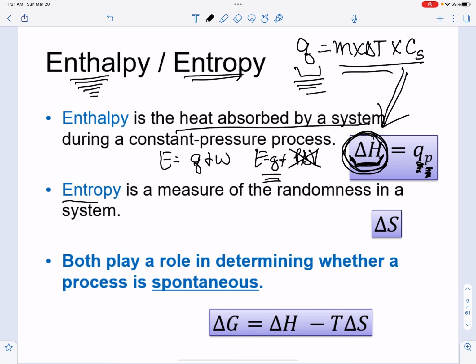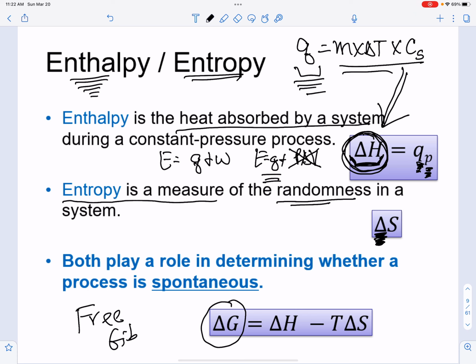And you already know that entropy is a measure of disorder or the randomness of a system. And we tend to measure the change of enthalpy. And the only way you can determine if something is spontaneous or not is by measuring the delta G, or the free Gibbs energy. And if this is less than zero, the process is spontaneous.